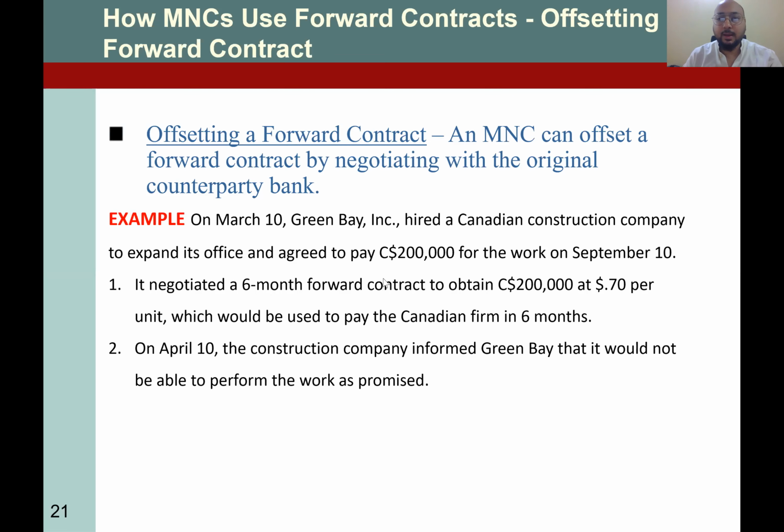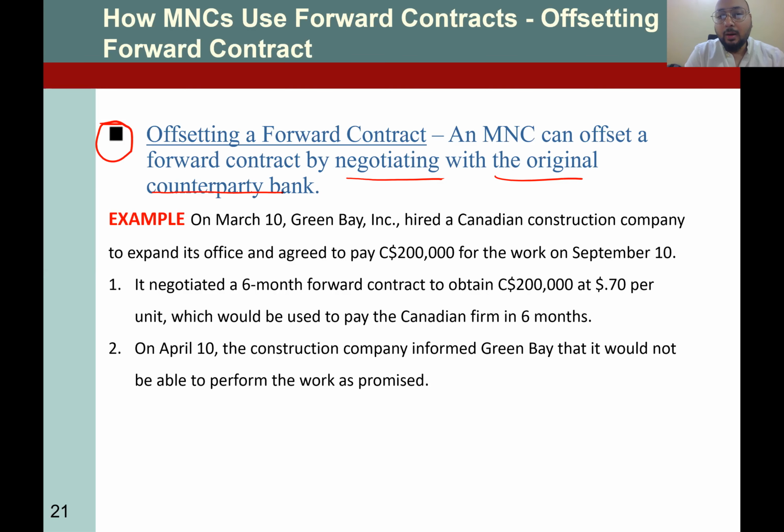Okay, class, welcome back after a short break. We were discussing how MNCs are using forward contracts, and we said that after the break we will be discussing offsetting the forward contract. So MNCs can also use a forward contract to offset a forward contract. MNCs can offset a forward contract by negotiating with the original counterparty. Here we go.